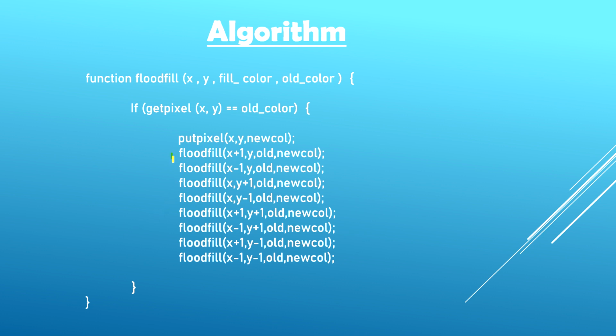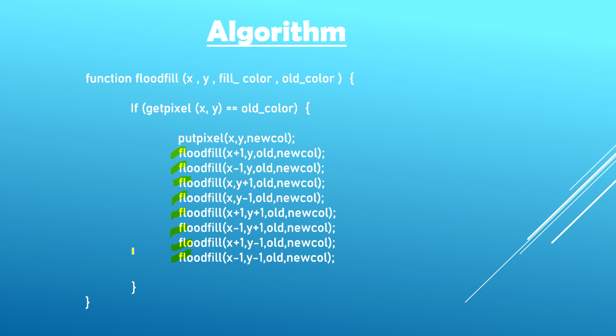This recursive call represents the traversal in the downward direction, this one in the upward direction, this one in the rightward direction, this one in the left direction. This traversal signifies the bottom right direction, this one signifies top right, this one represents bottom left, and this one represents the top left direction. Thus, we have represented the traversal in all the 8 possible directions. These 8 recursive calls help to traverse and fill the color in all 8 directions.